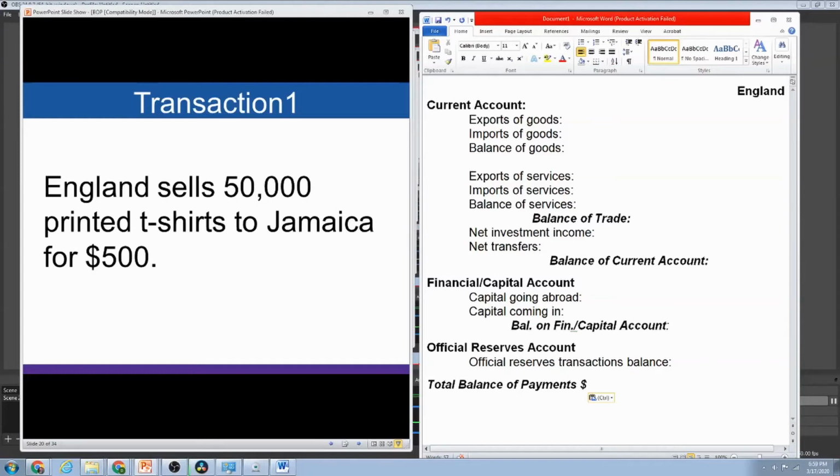Okay, so we're going to look at transaction 1, which is England sells 50,000 printed t-shirts to Jamaica for $500. So that is $500 coming in. It's an export of goods and services. Okay, so we'll put the 500 here. I'm not putting the dollar sign or anything like that, just for time's sake, okay?